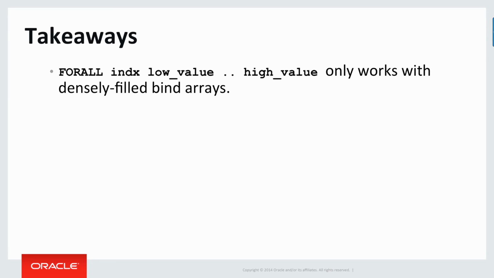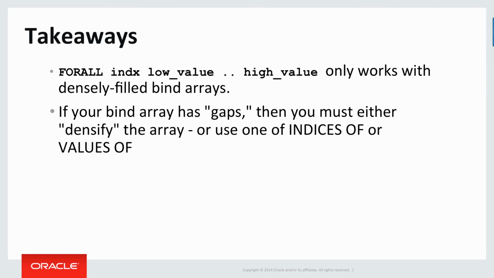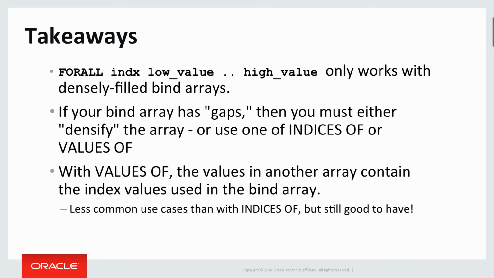You can only use the standard or traditional syntax of FORALL index, low to high, one to count, etc., if your bind arrays are densely filled, every element filled between first and last. If your bind array has gaps, then you must either densify the array, get rid of the gaps, or use either INDICES OF or VALUES OF. With VALUES OF, the values in another array, the indexing array, contain the index values used in the bind array. Now, the use cases for VALUES OF are less common than those you will find with INDICES OF, but it's still good to have available.